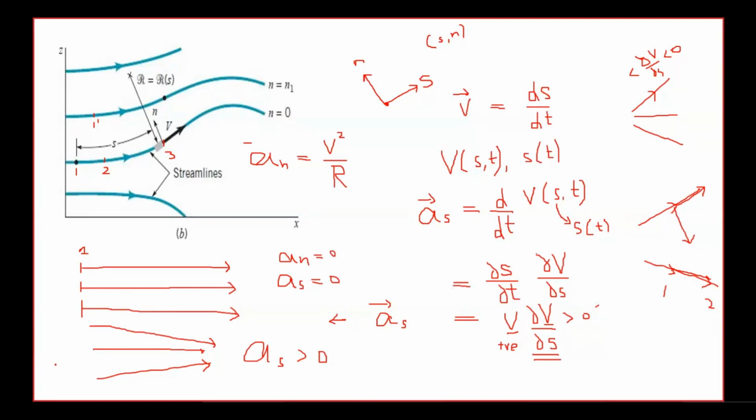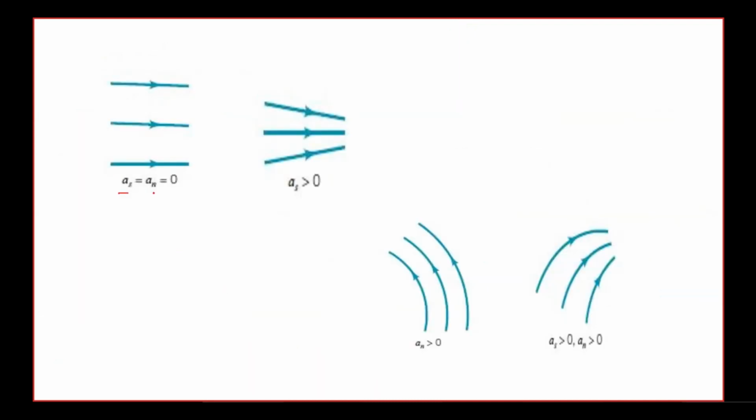Here in the next path, in the second situation where AS is greater than 0, here AN would be 0 again. Why? Because the path is still straight. There is no radius of curvature; the radius of curvature is infinite. So these are the two situations where AN equals 0, and here AS is greater than 0. When the streamlines are curved, then AN is greater than 0. But in this situation, AS would be zero, right?